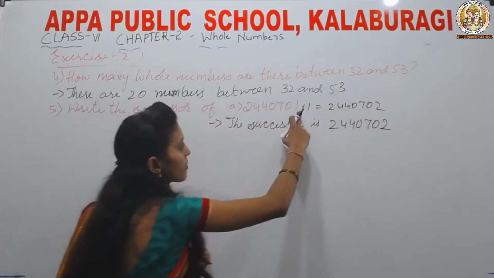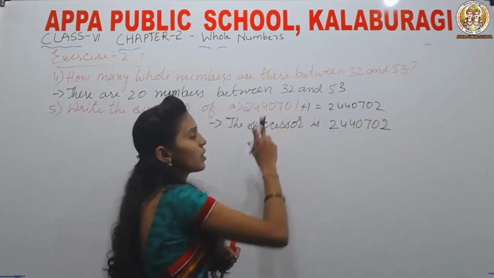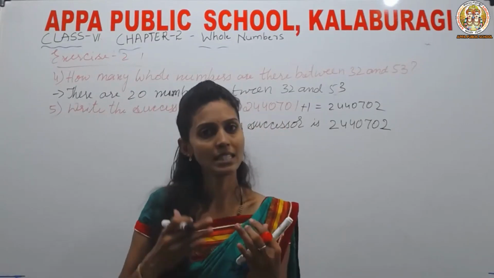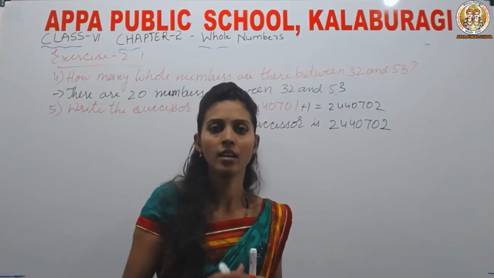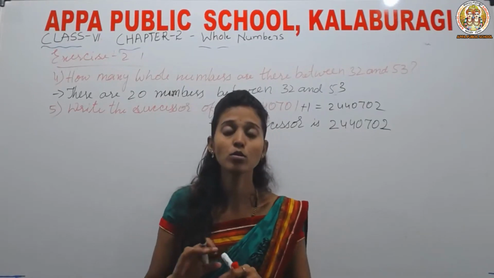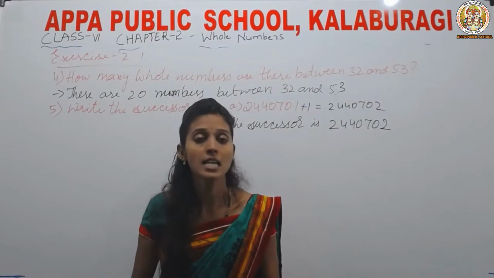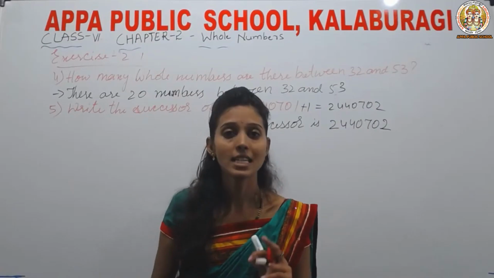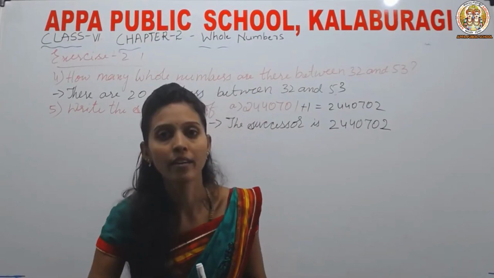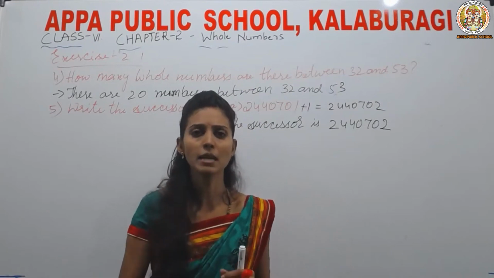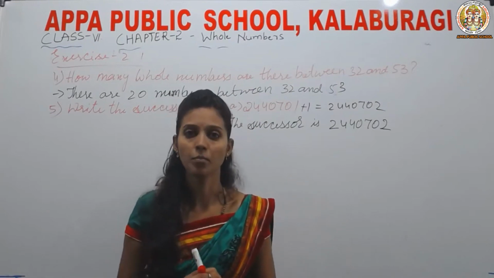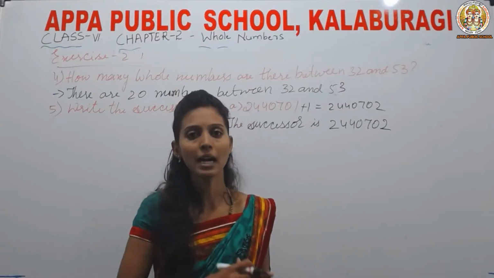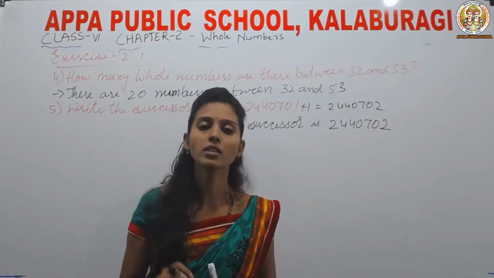Understood? This is for your reference. This is the direct answer. If you don't get it, you can go step by step also. Successor means add 1, one step forward. This is a small trick to keep in mind. Most students get confused here: they think successor means minus 1 and predecessor means add 1. No. Successor always means going forward, one step. So add 1 to the given number. That is the successor. Predecessor means previous, so one step backward.